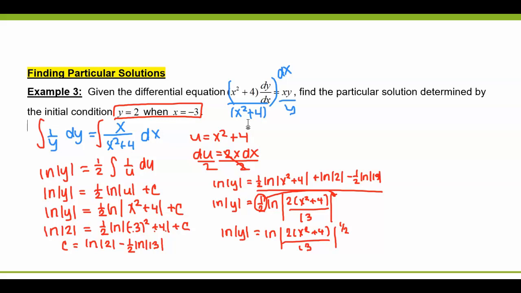And then to get my y alone, you e both sides. And what's nice is in both of these cases, the e's and the ln's cancel. So e to the natural log of y and e to the natural log of all of that cancel. And I get that y is equal to the square root of 2x squared plus 4 all over 13.